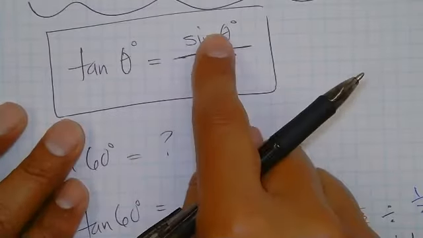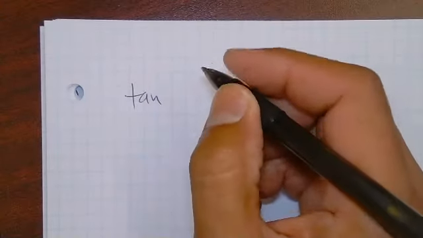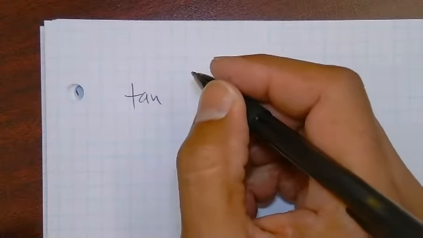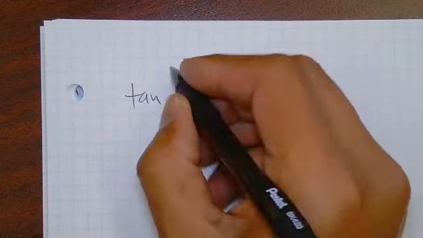Right? So this is what you got to remember. Tangent is sine divided by cosine. You got to get sine and divide by cosine to get the answer. All right, let's do another one. What about tangent of 150 degrees?